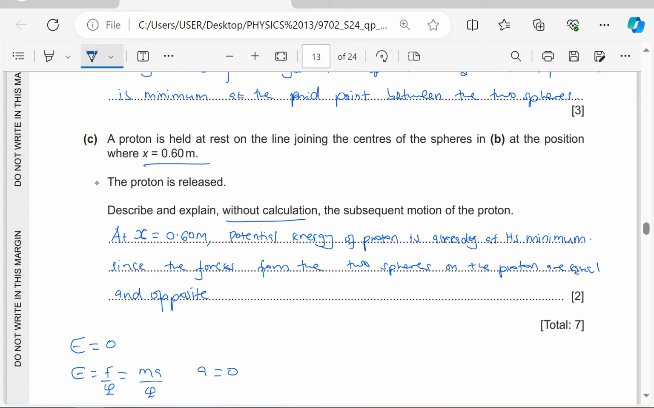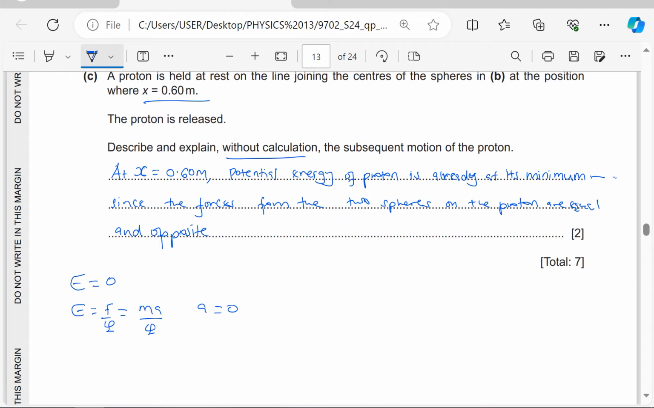So the potential energy of the proton is already at its minimum, since the forces from the two spheres on the proton are equal and opposite. So the potential energy at that point is already minimum because the forces are equal but opposite. That means the resultant electric field is equal to zero. Normally, the potential energy is minimum when the forces are equal but opposite. So because there is no resultant force, I'm just adding this.